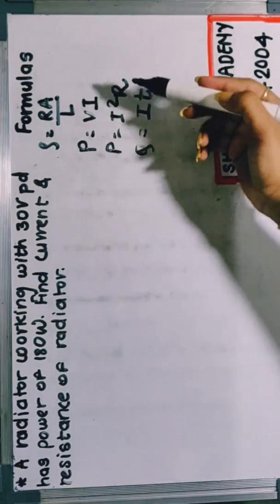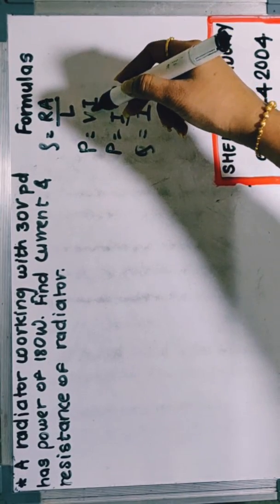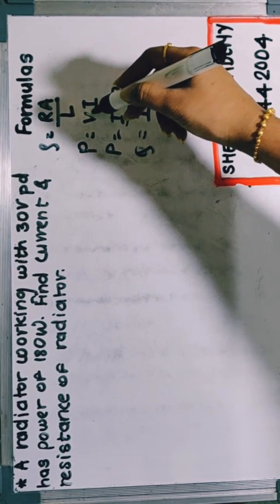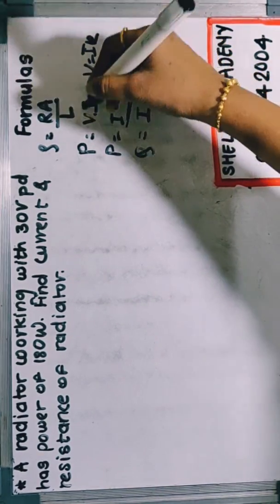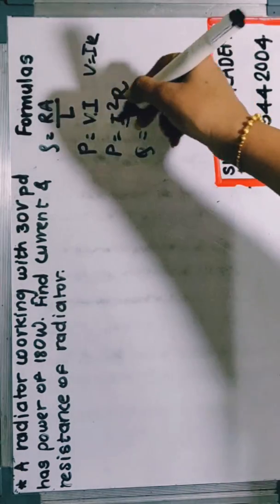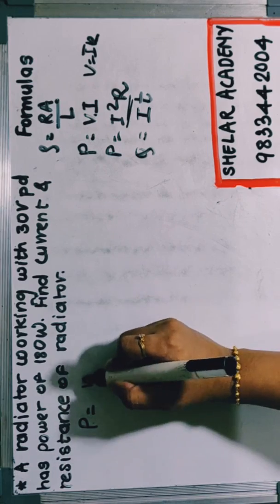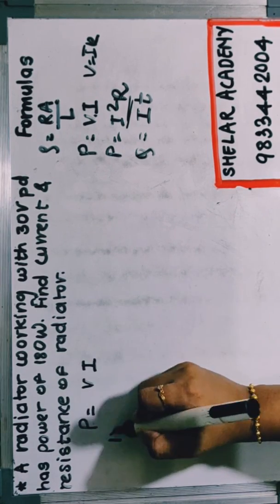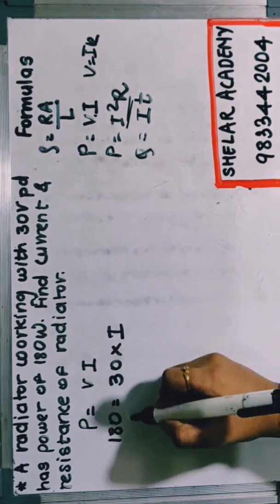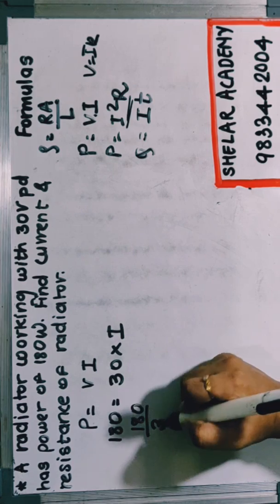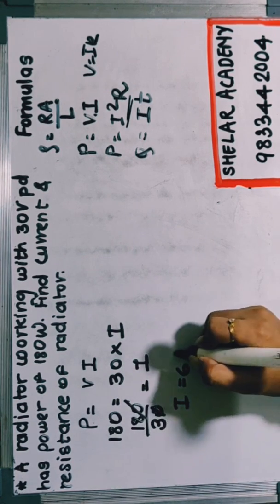Keep in mind that we have got this particular formula using Ohm's law. When we apply Ohm's law here, we use this formula, V equals IR. Using that formula, we have just got this formula. So both of them are the same formula. The power is equal to V into I. Power 180, voltage 30 into I. We are supposed to find the current. 180 upon 30 becomes 6 amperes.